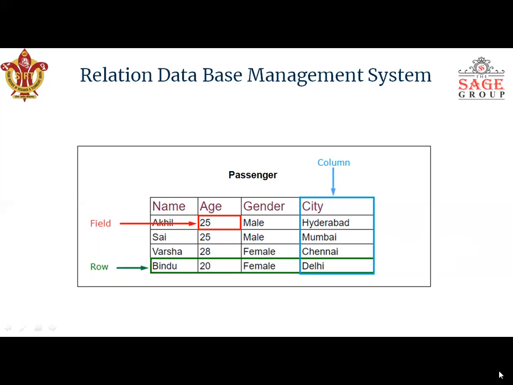So what is a table? A table is a collection of rows. A table is a collection of columns. Each column has its own value, that is known as a field, and all these records are logically related to each other. So this is all about relational database management system and tables.